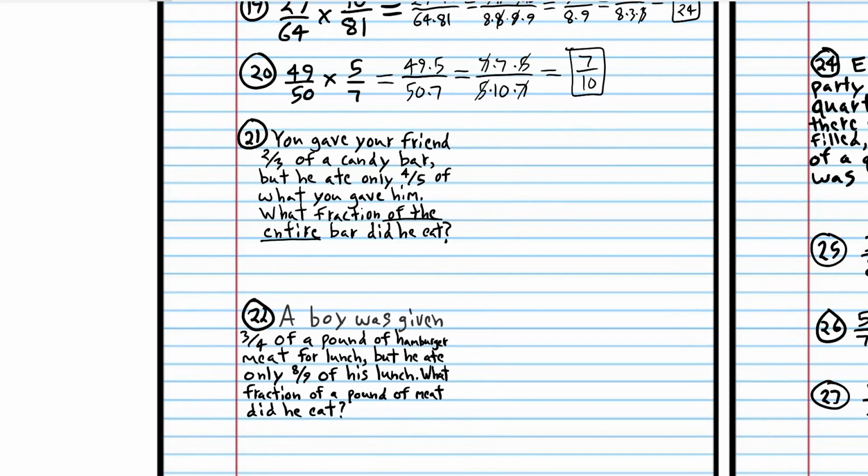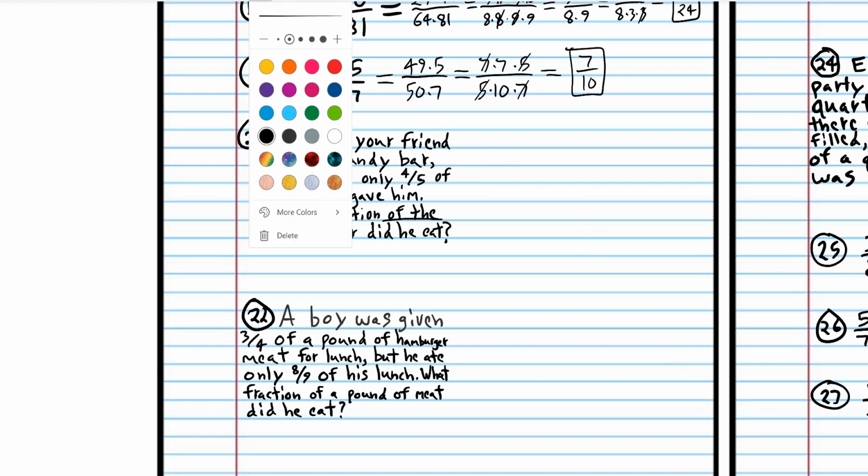What you're doing is you're finding a fraction of 2/3. You're finding 4/5 of 2/3 because you gave him 2/3 of the candy bar, but he only ate 4/5 of what you gave him. This is where interpreting this gets really involved. You gave him 2/3 of the candy bar. The candy bar represents the whole. That's everything. But you only gave him 2/3 of the candy bar, and he only ate 4/5 of what you gave him. He only ate 4/5 of the 2/3. So you're finding 4/5 of 2/3. That's interpreted as multiplication.